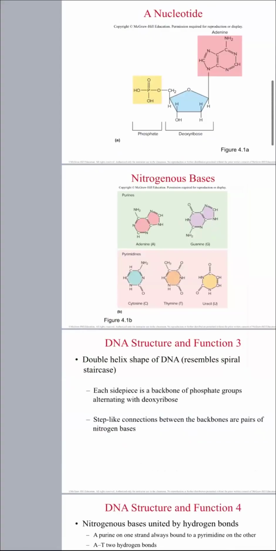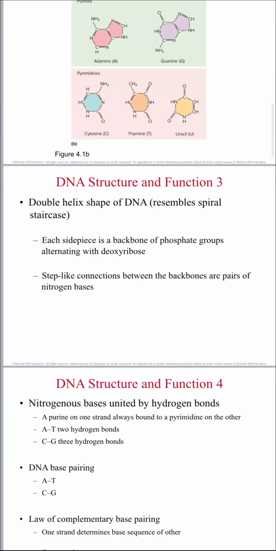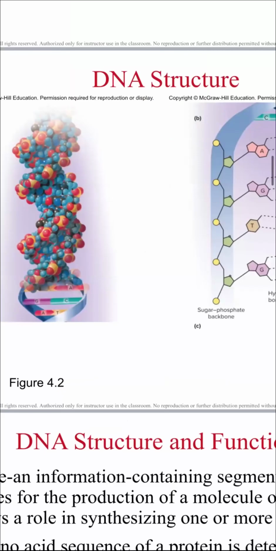Now, DNA structure and function. We all know DNA is a double helical structure, right? And it resembles a spiral staircase. Each side piece is a backbone of phosphate groups alternating with deoxyribose. It contains step-like connections between the backbones that are pairs of nitrogenous bases. And it's probably easier to show you this picture right here.